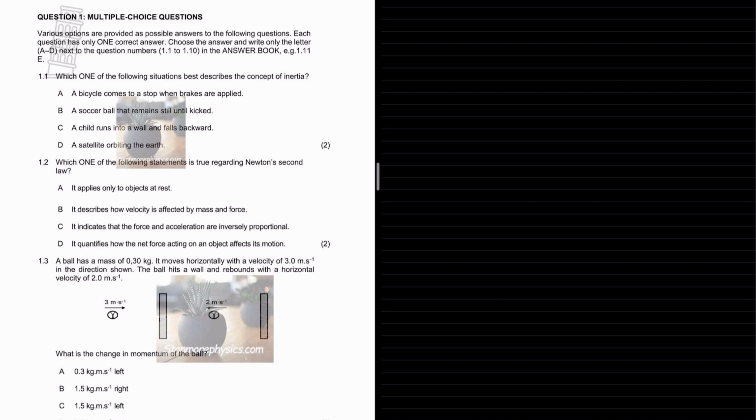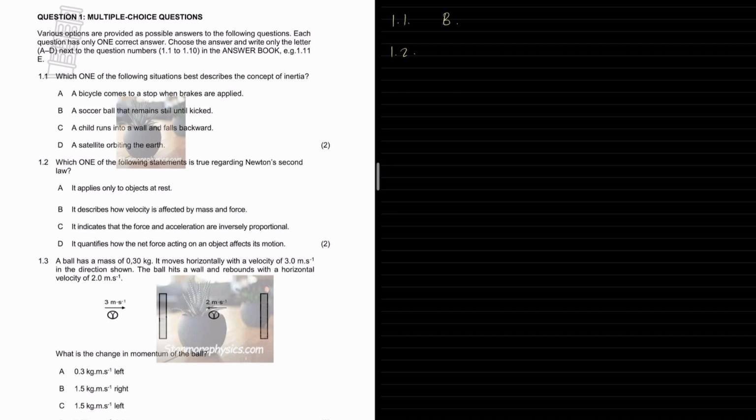Now, inertia is the body's tendency to resist a change in its motion. So A, a bicycle comes to a stop when brakes are applied. No. B, a soccer ball that remains still until kicked. That is the best situation for inertia, so that is B.